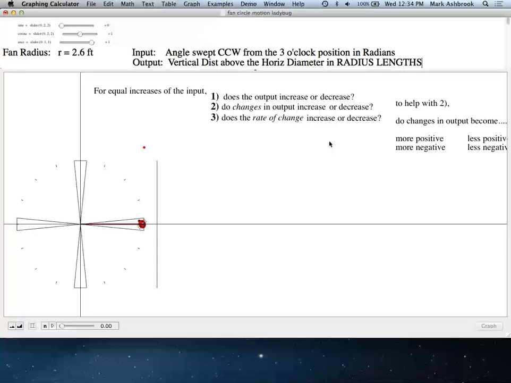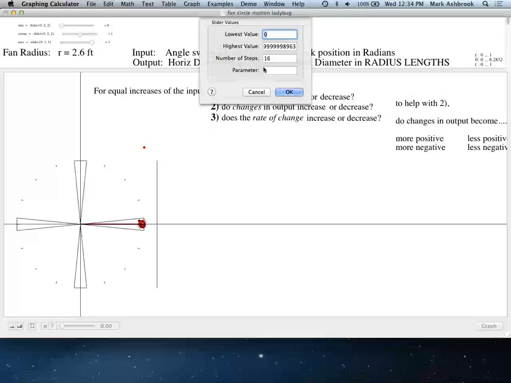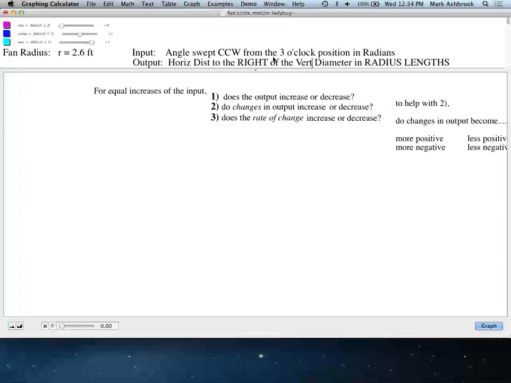Again, you're looking at the covariation of now horizontal distance to the right of the vertical diameter. Okay, and we'll just go right to radius lengths. We'll just do it right in radius lengths. And I'll change this here. We need, say, 64. And I'll just set this thing in motion.